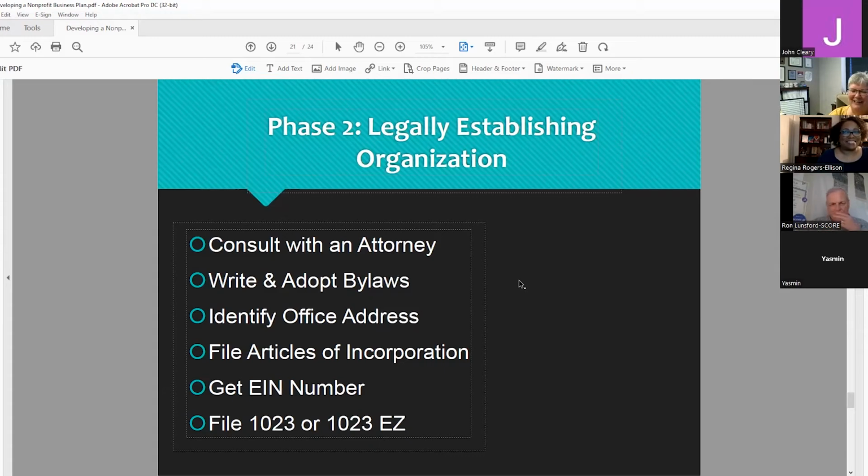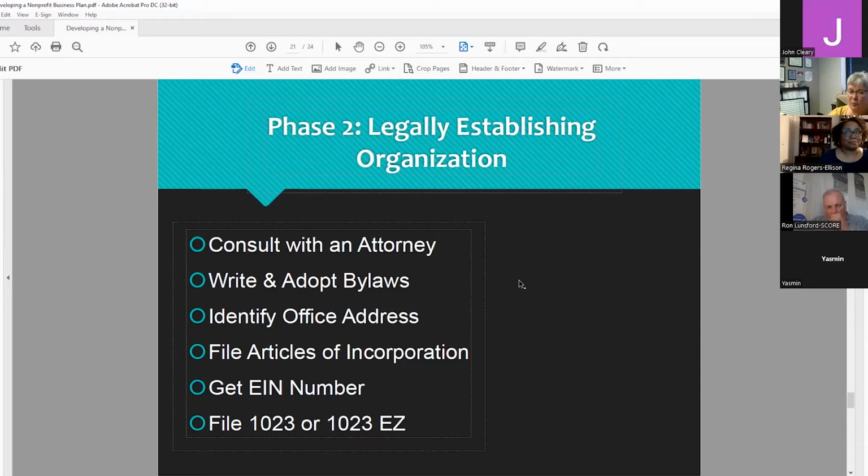But you get that EIN number, and as soon as you complete the form, it'll pop up and give you your EIN number. The last step in legally establishing is either filing a 1023 or a 1023-EZ. That's what gets you your 501(c) status and makes you an organization that can take tax deductible donations.